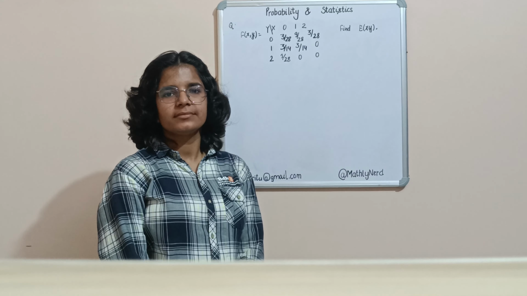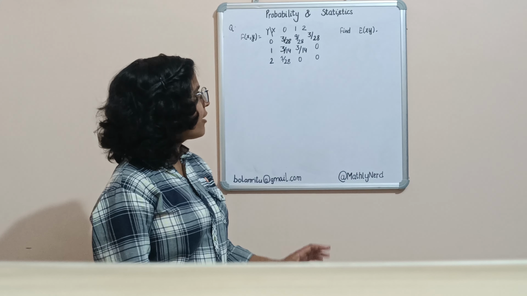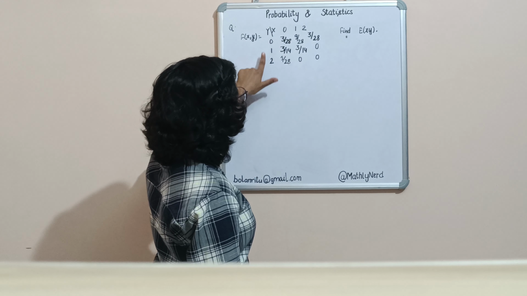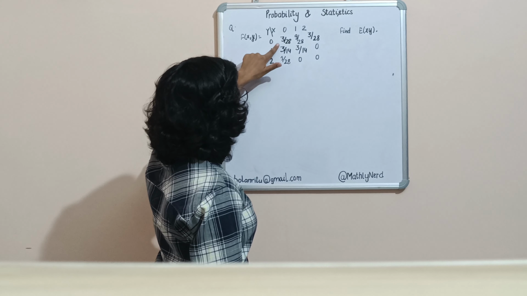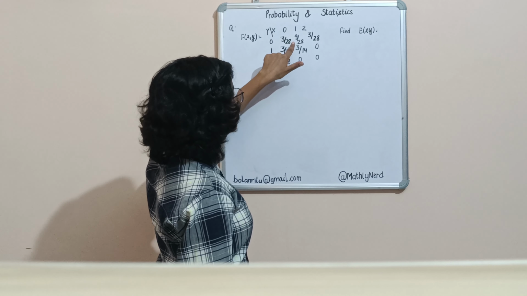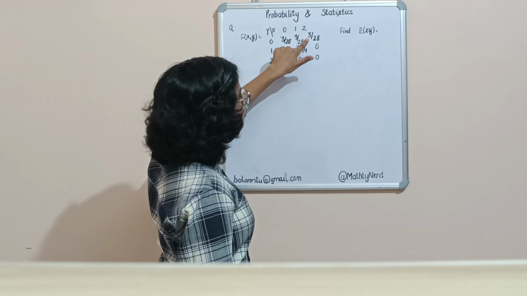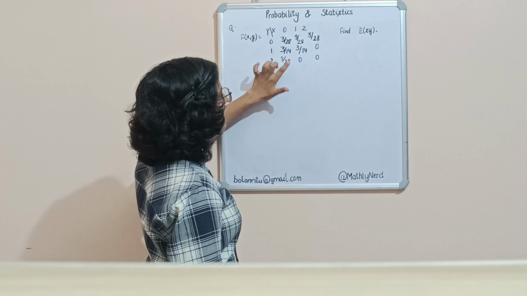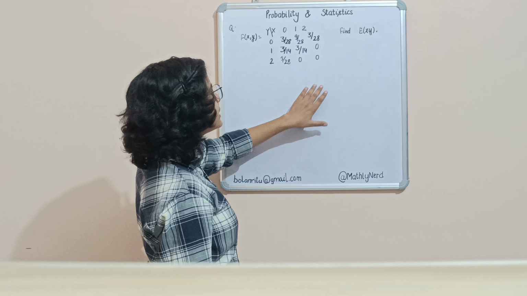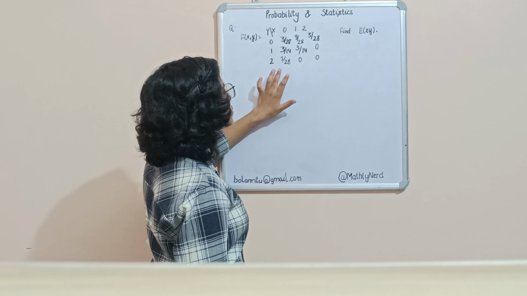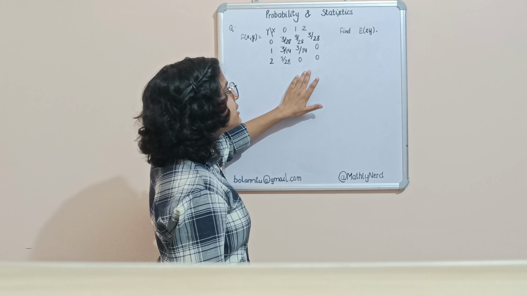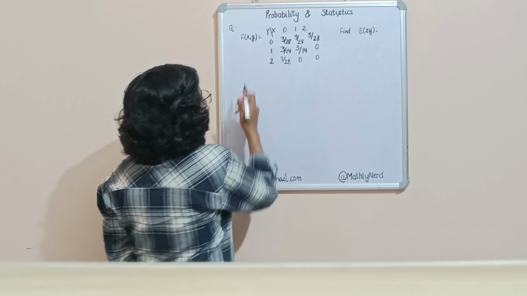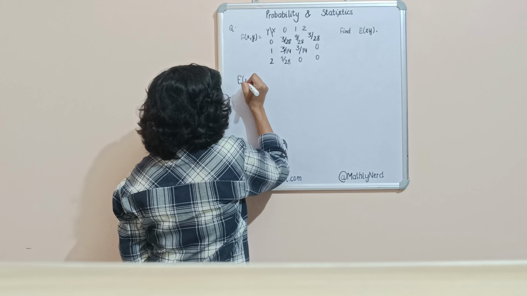Now we will move on to the next question. We have to find E of xy, given f(x,y) for x and y. f(0,0) is 3/28, f(1,0) is 9/28, f(2,0) is 3/28, f(0,1) equals 3/14, f(1,1) equals 3/14, f(2,1) equals 0, f(0,2) equals 1/28, f(1,2) equals 0, f(2,2) equals 0. So we have to find E of xy.